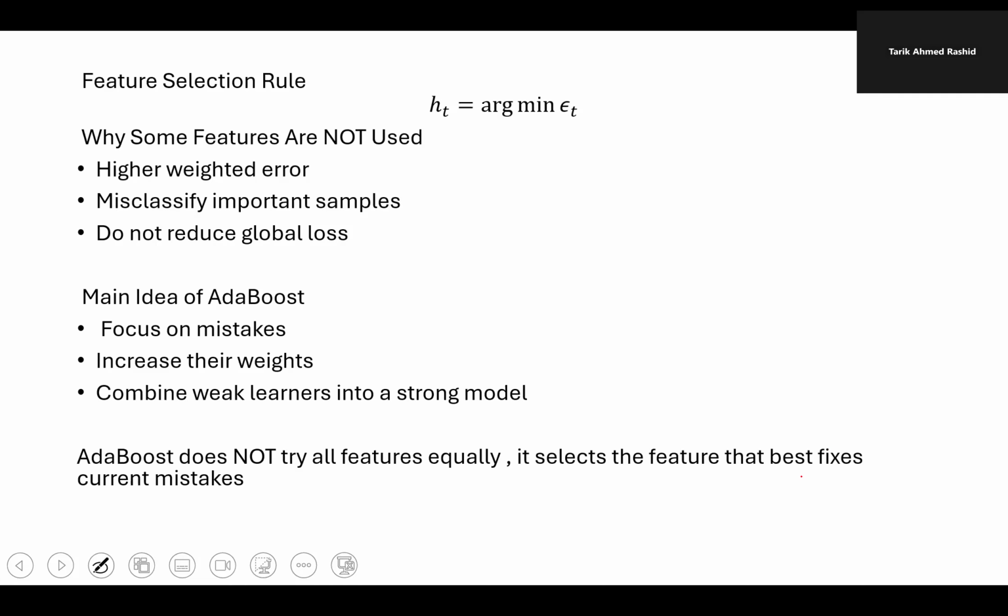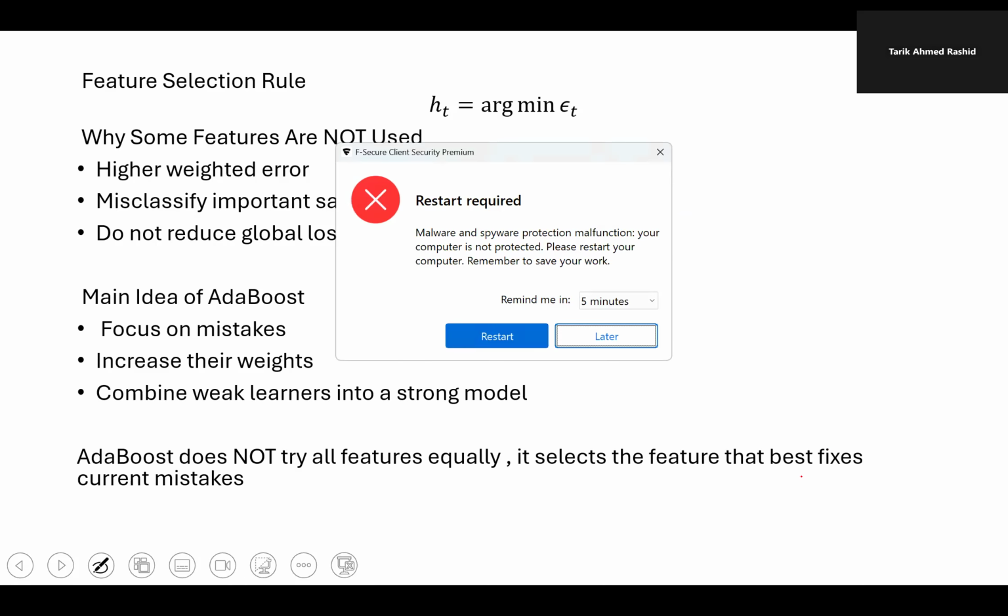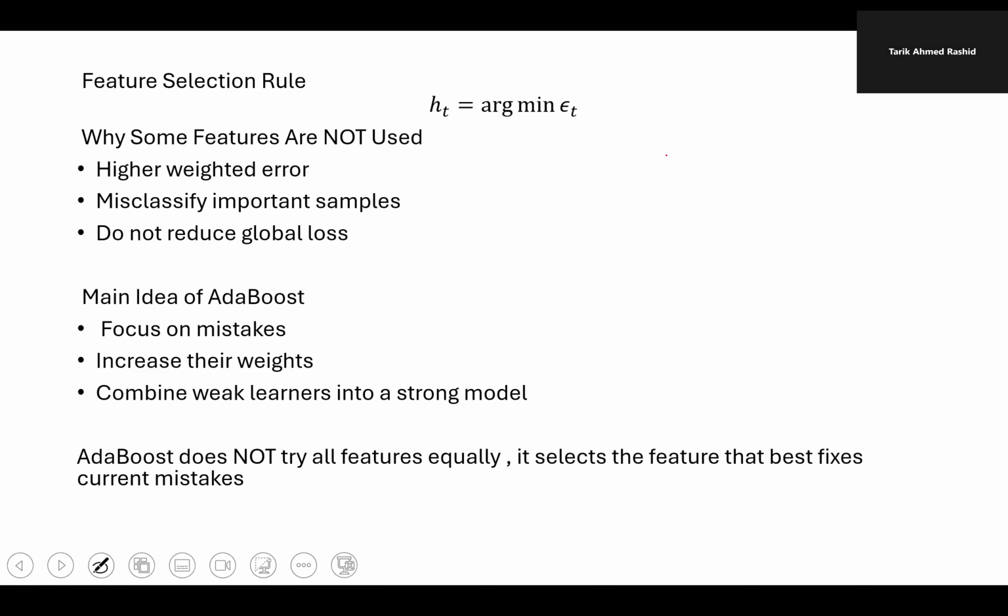I think that's more or less about this adaptive boost. It's a great algorithm. It focuses on mistakes and it increases their weights and combines at the end of the day all weak learners to make a strong prediction. Stay tuned for the next algorithm or next subject on artificial intelligence.